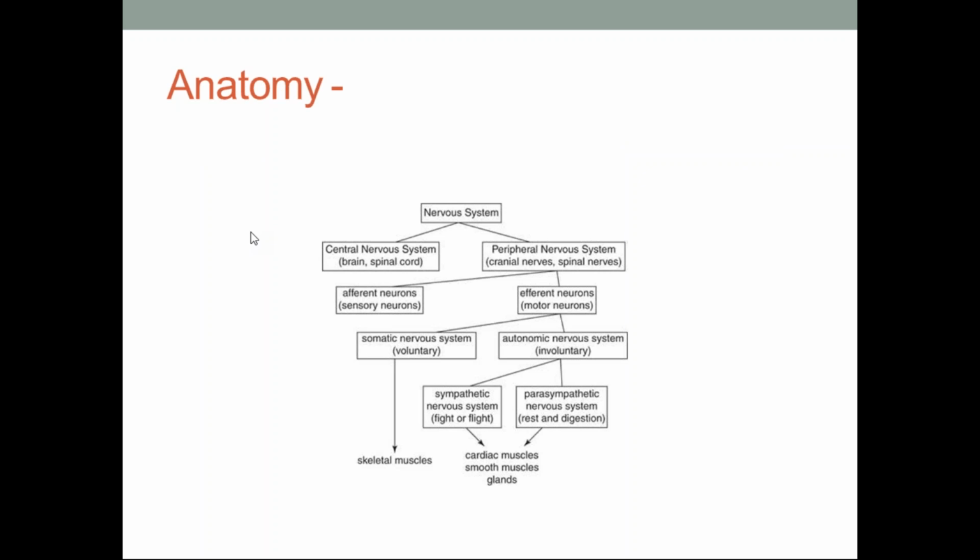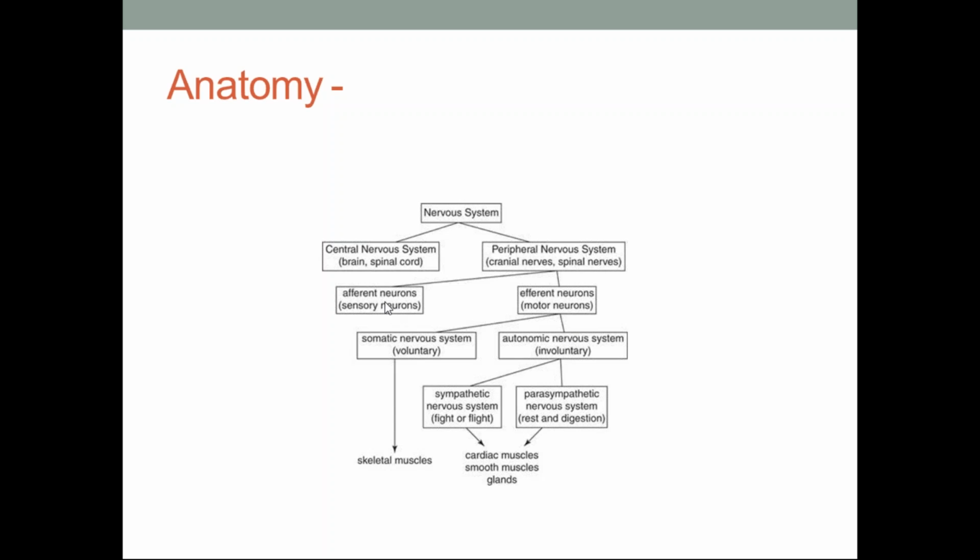All right, some more simple, way back to the very beginning, just the divisions of the nervous system. So this is a different kind of chart. That's why I included it, because you have good ones in your textbook as well. But the nervous system, we know, gets divided into a central nervous system, which is your brain and spinal cord, and the peripheral nervous system, your cranial nerves and your spinal nerves.